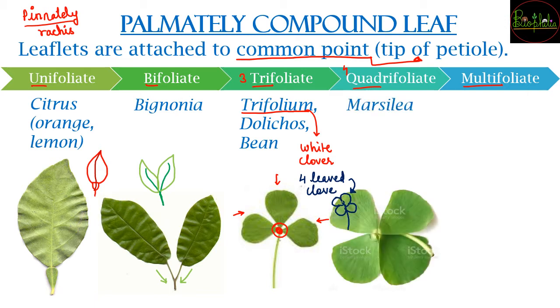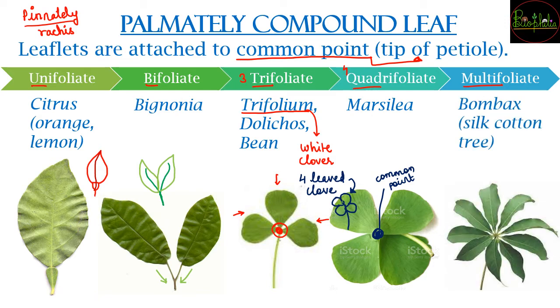Quadrifoliate, like in the case of Marsilea, has four leaflets attached at one single common point. So this is going to be the common point, or you can say the tip of the petiole. What is a petiole? Petiole is nothing but the stalk of the leaves. In multifoliate, there are going to be more than four leaflets attached at one particular point, and these type of leaves can be seen in the case of the bombax tree, that is the silk cotton tree.